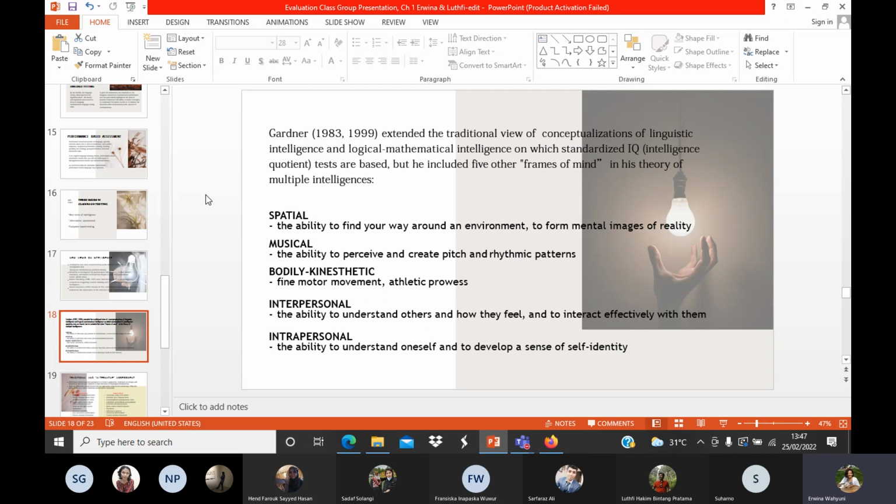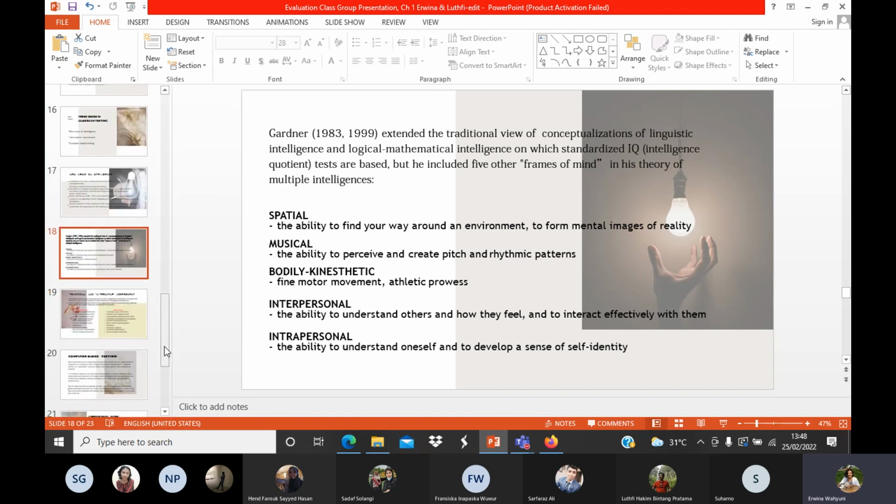And interpersonal is the intelligence that relates to understanding others, their feelings, and how they can have good empathy, how they can communicate and interact effectively with others. And intrapersonal is the intelligence where you can understand yourself, and you can develop yourself to be a better self, a better person. That's what I can sum up from what is displayed here.